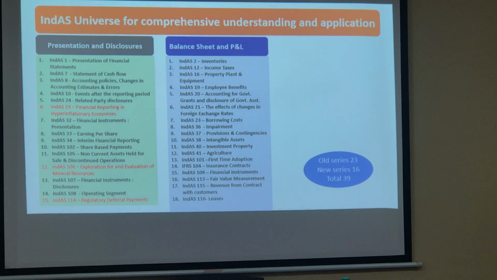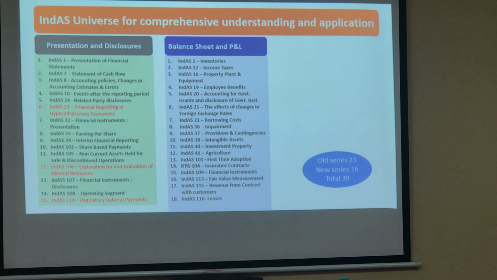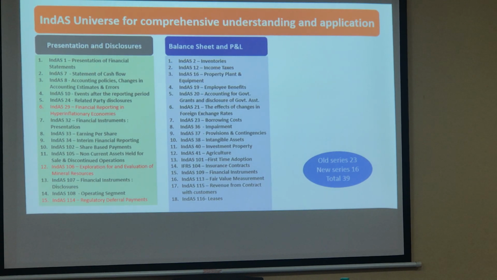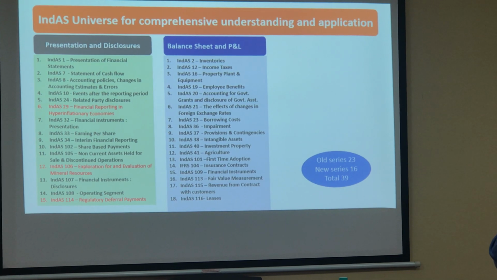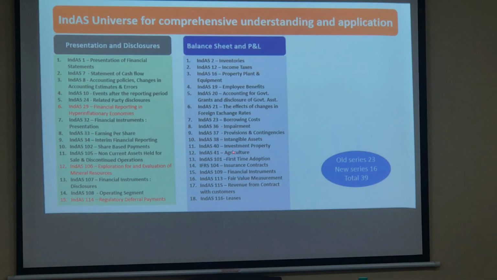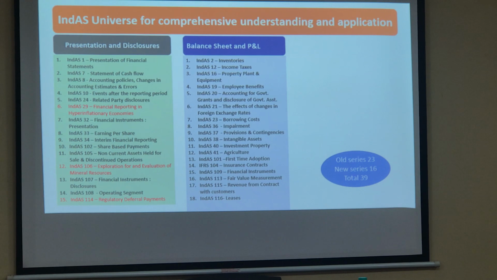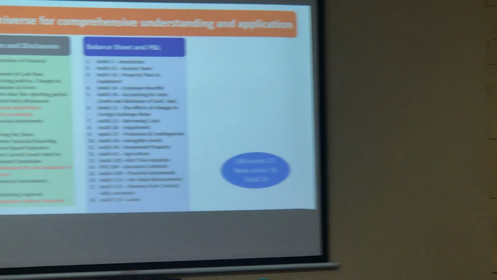IndAS 41 is about agriculture, and when it says agriculture, it will not only include the agriculture produce or agriculture lands, it will also include animals as part of the IndAS. So that's your agriculture. IndAS 101 is first time adoption. So I think we discussed in the morning that if you are doing first time adoption, one of the requirements is that you will need 3 balance sheets and you will need 2 profit and loss statements.